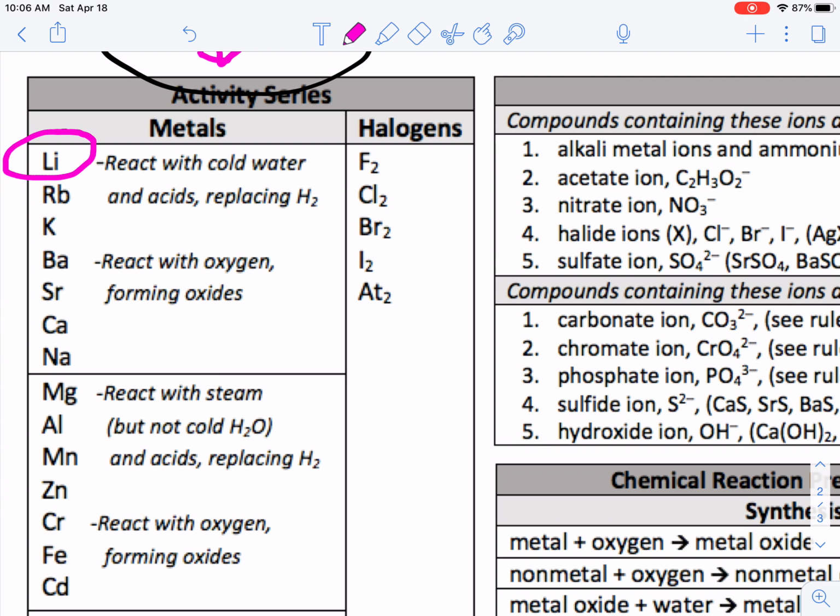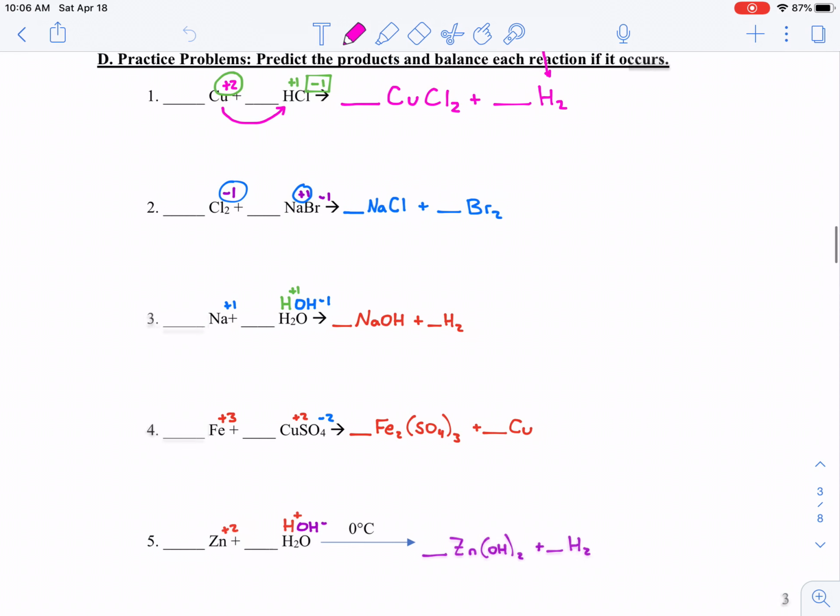So let's look at our examples and let's figure out where they are in the activity series and which one is strong enough to do the replacing. So have this activity series out. I'm going to reference this activity series, but we're going to work through the examples that we've just tried together.